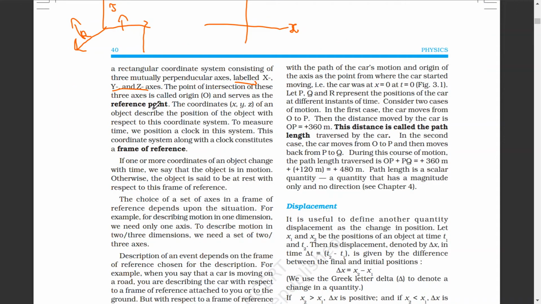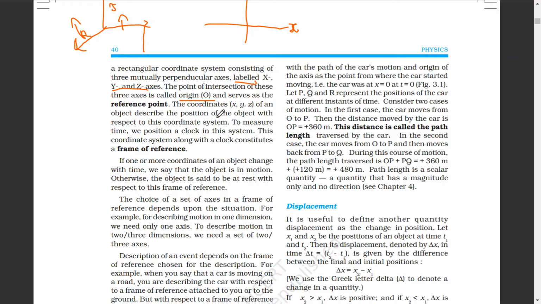The point of intersection of these three axes is called the origin and serves as a reference point. Most of the time, the origin is taken as a reference point from where the point moves. Sometimes they may ask you to find the distance traveled by an object from this point to this point. So they will give you the x and y coordinates of the initial point and final point. Then you have to calculate the distance using the distance formula, right?